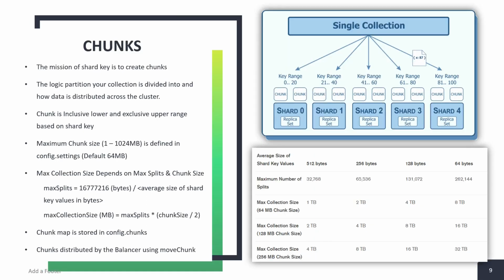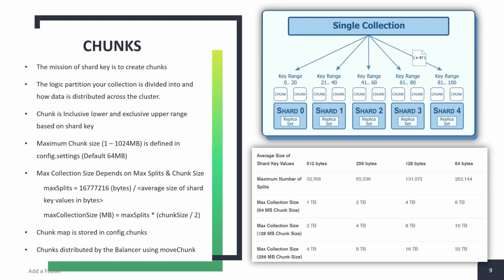Now let's look at the chunks. A chunk is a logical partition of the collection, and it determines how the data is stored across the sharded cluster. The chunks are created based on the shard key, which is also called the partition key. The chunk is inclusive of the lower value and exclusive of the upper value specified for the particular chunk. The chunk size can be from 1 MB up to 1 GB, defined in the config.settings collection, but by default the size is 64 MB.